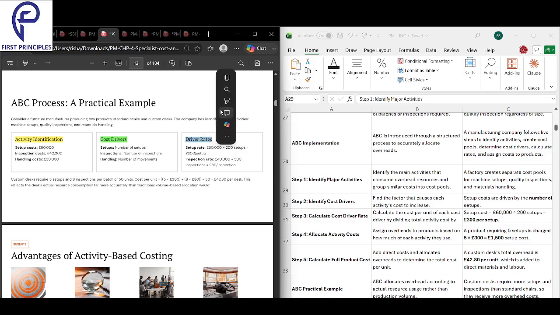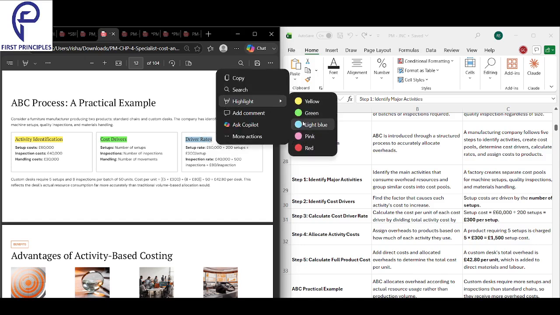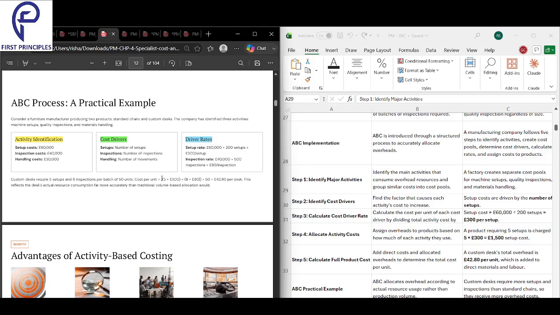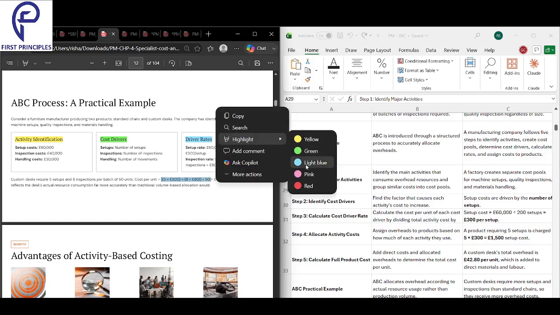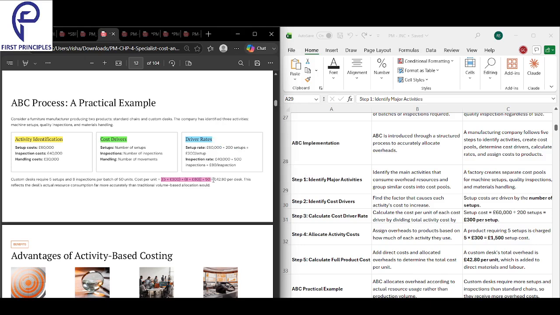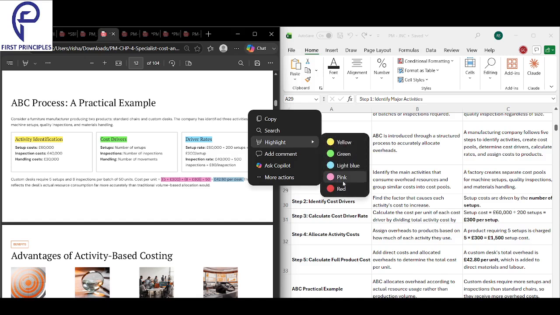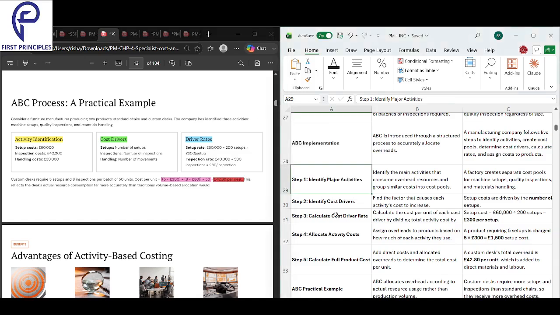Okay. This is our step 3. This is our step 4. This is our step 5. Okay, all 5 steps done.